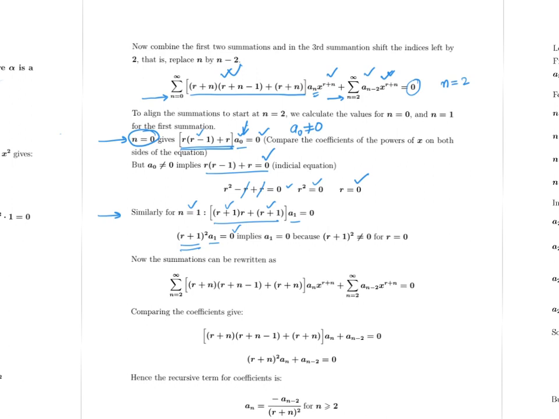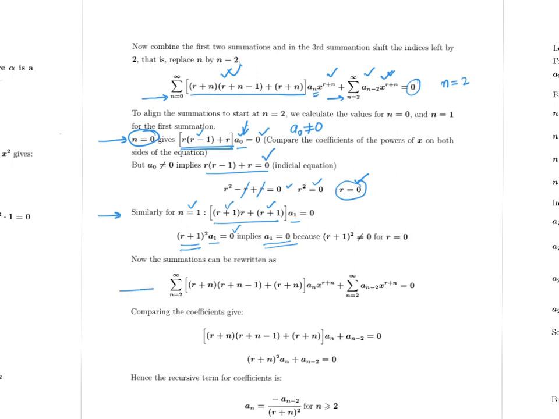But r plus 1 whole square is not 0. Why? Because we found r to be 0. So 0 plus 1 is 1. 1 whole square is just 1. So that just tells me a sub 1 is equal to 0. All right. Now we have the indices aligned.